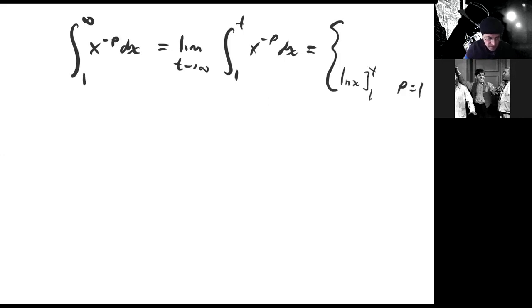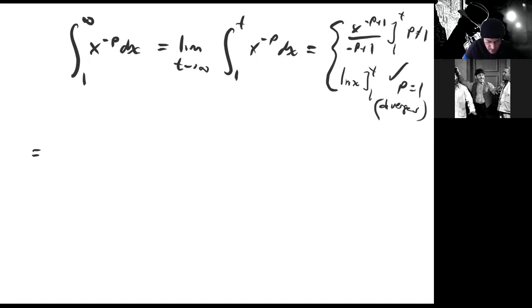And the other case would be x to the minus p plus 1 over minus p plus 1 if p is not equal to 1. So that's what you get, the antiderivative. And that's from 1 to t. Okay, so now we can evaluate this. So in the case p equal 1, we already did that, it diverges. So I'm not going to handle that case. So let me handle the other cases.